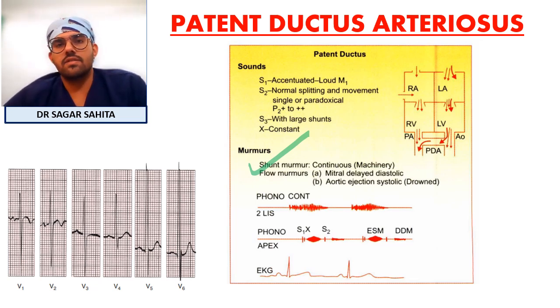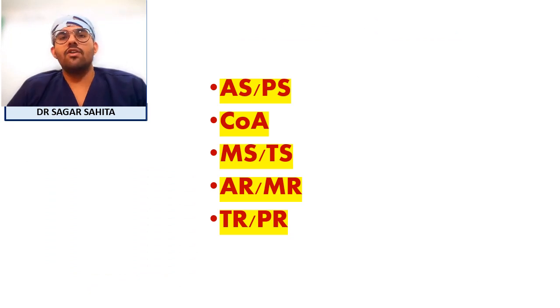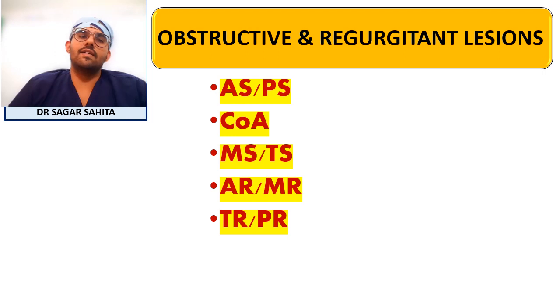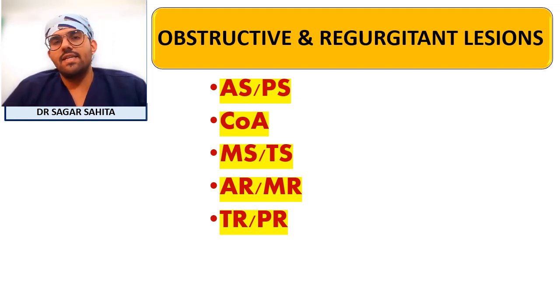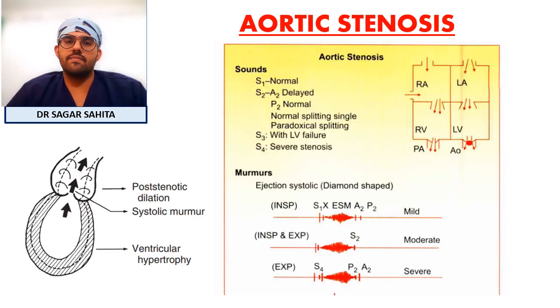ductus arteriosus. The second group of congenital heart defects are the obstructive or regurgitant lesions. So these lesions will give signs and symptoms at birth only if they are critical, like aortic stenosis or pulmonic stenosis, coarctation of aorta, mitral stenosis, tricuspid stenosis very rarely, aortic regurgitation, mitral regurgitation, tricuspid regurgitation or pulmonary regurgitation. We'll see the most common ones.